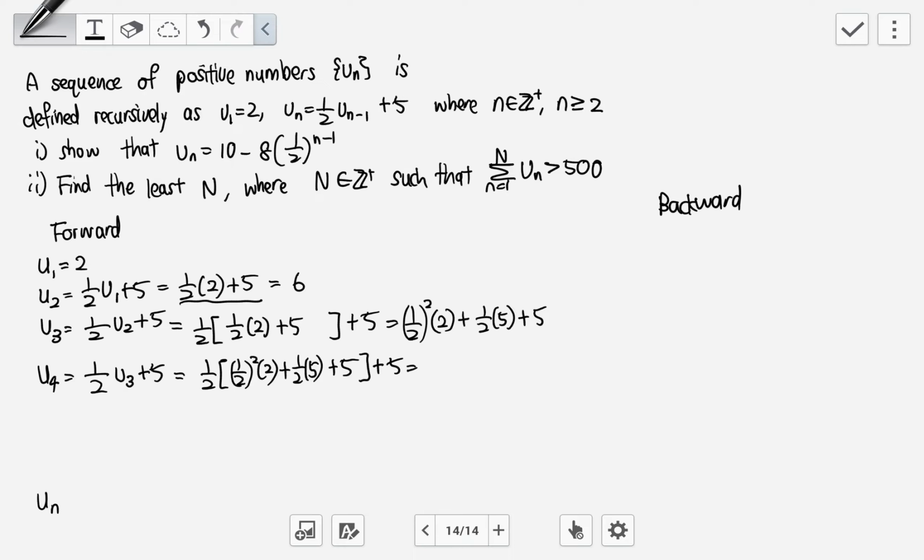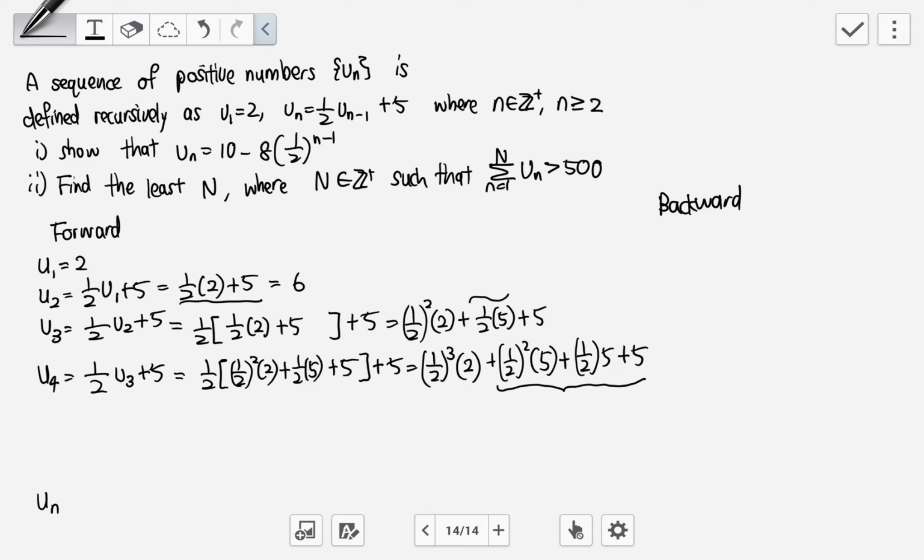it will be half cube times 2 plus half square times 5 plus half times 5 plus 5. Half cube times 2 plus half square times 5 plus half times 5 plus 5. So now you see that a geometric progression is developing.